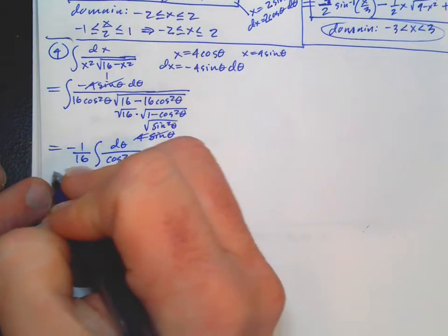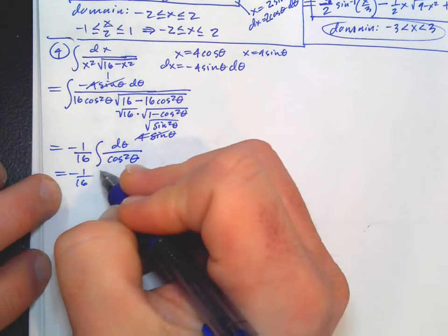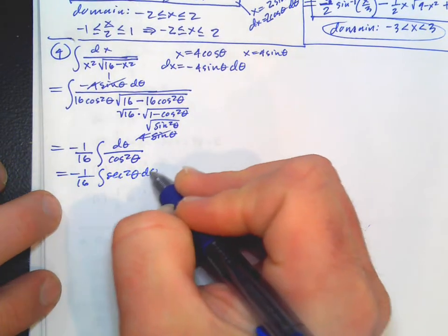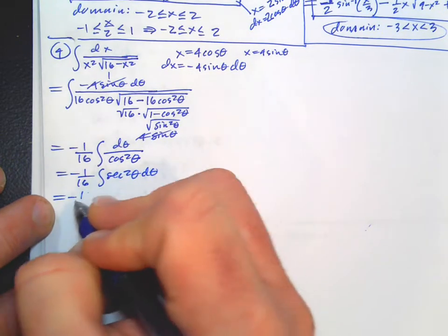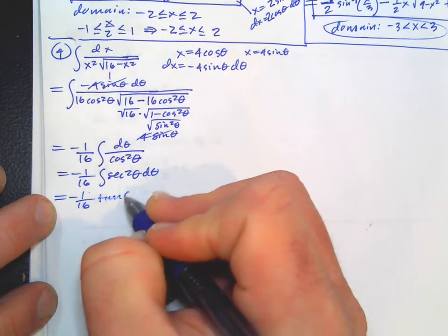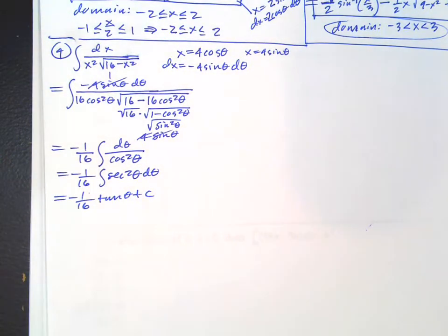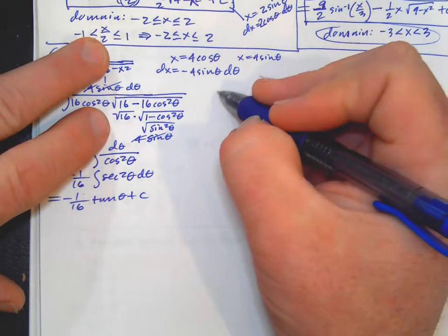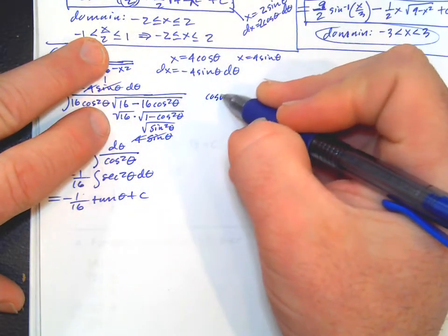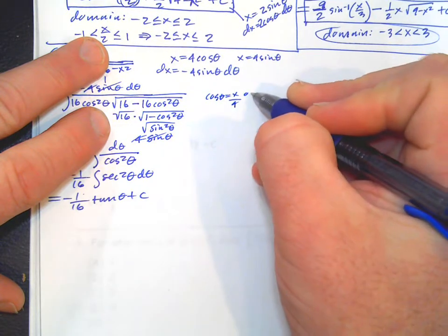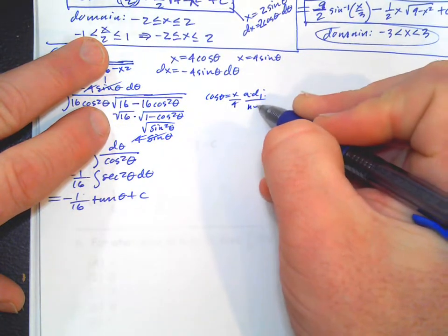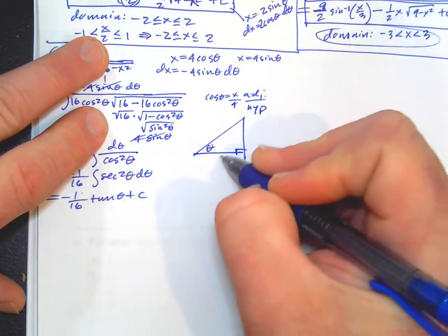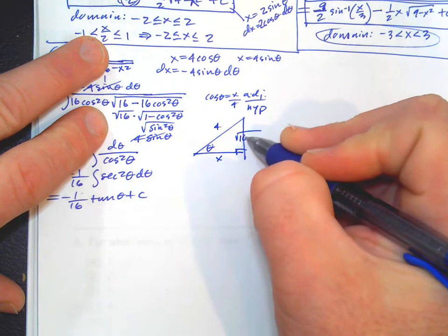Well, let's change this to 1 over cosine is secant squared. Oh, I know that one. So that's going to be tangent theta plus c. But we need to figure out what tangent theta is. So cosine theta equals x over 4. That's adjacent over hypotenuse, and I can draw a little picture here to help me organize it. So this is going to be the square root of 16 minus x squared.